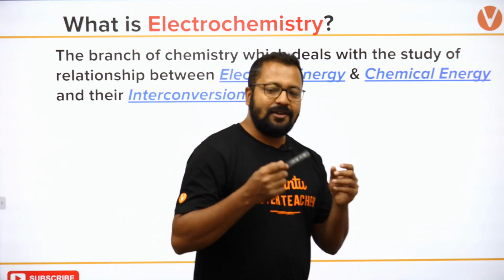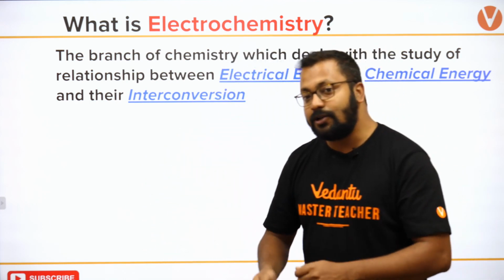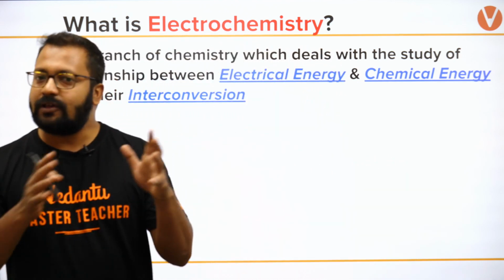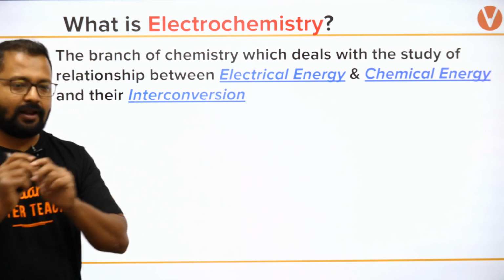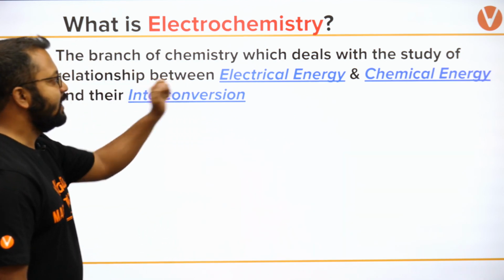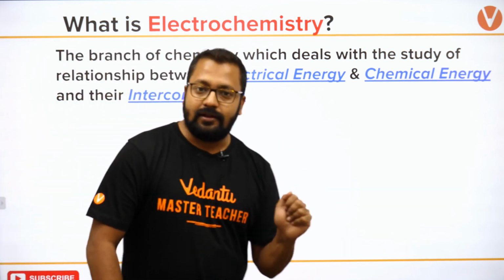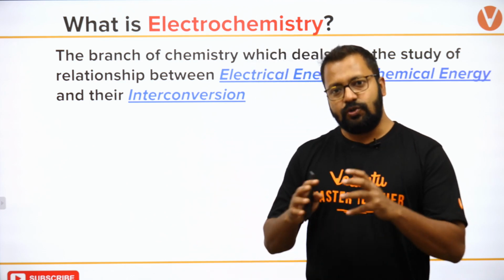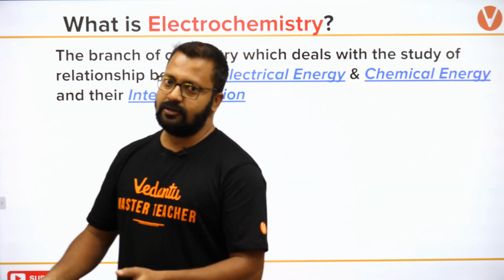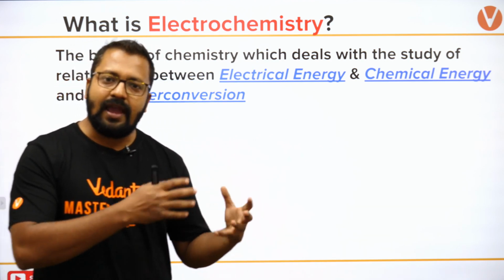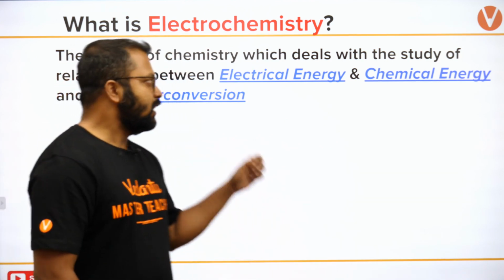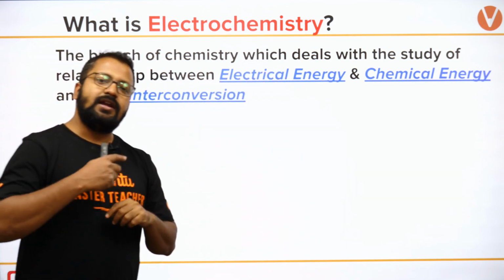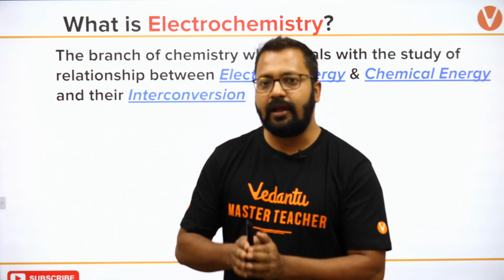Electrochemistry is a branch of science which tries to relate the conversion of electrical energy into chemical energy, or chemical energy into electrical energy. It talks about the relationship between electrical energy and chemical energy और उसके interconversion के लिए. So there is electrical energy which you know is constituted by the flow of electrons, और chemical energy क्या होती है, जो कि reaction होने के कारण हमें मिलता है. Okay, so electrical energy and chemical energy का relationship and their interconversion is studied under electrochemistry.